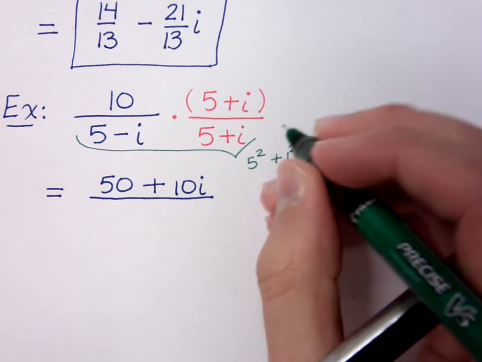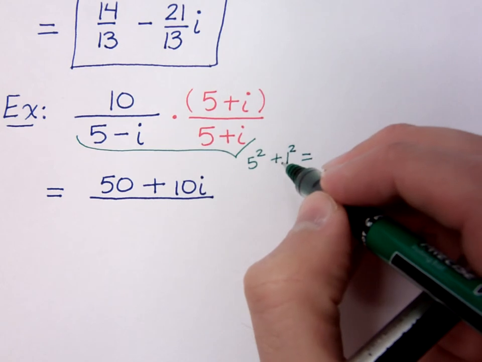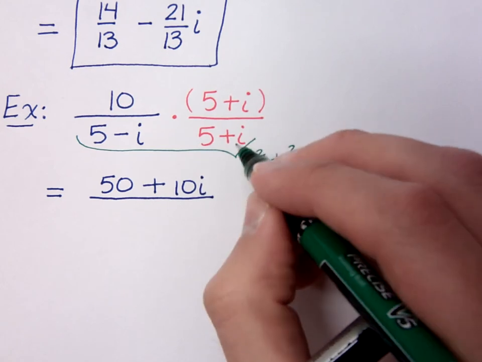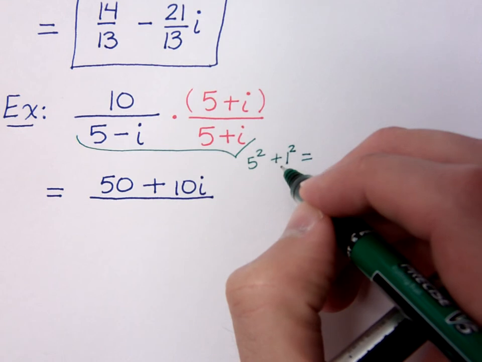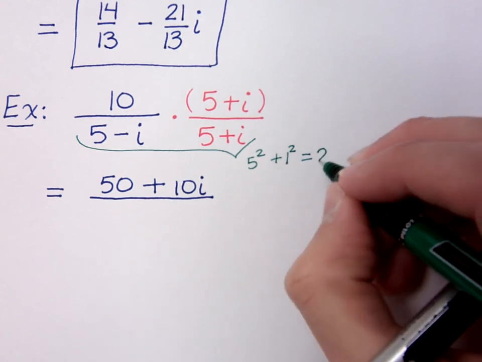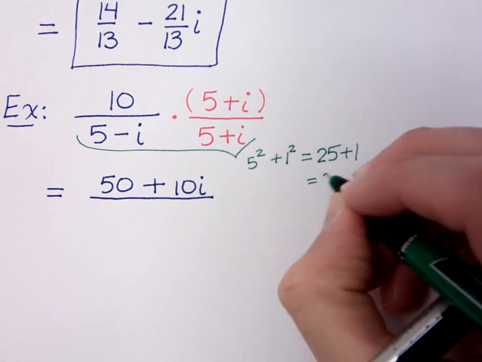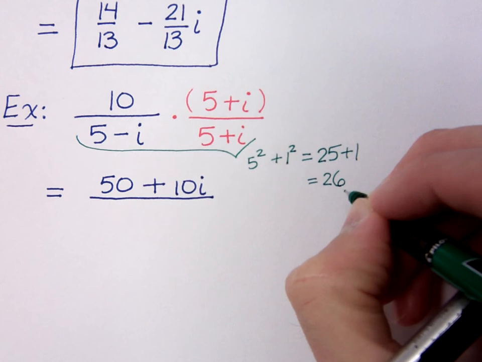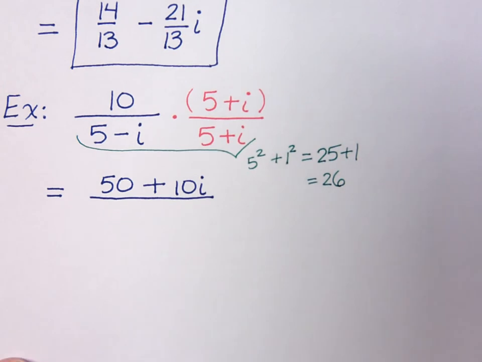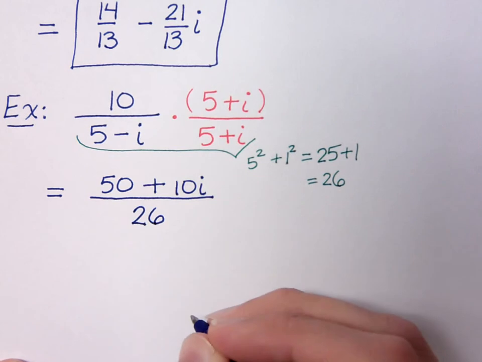See, if you accidentally write i squared, then you're going to screw the whole thing up, and you won't have the right answer. So the coefficient is 1, so that's why it's going to be 1 squared. And just like the last problem, it's the sum of squares, so just finish this. That's going to be 25 plus 1, so that means your denominator is going to be 26. So all of this is divided by 26.